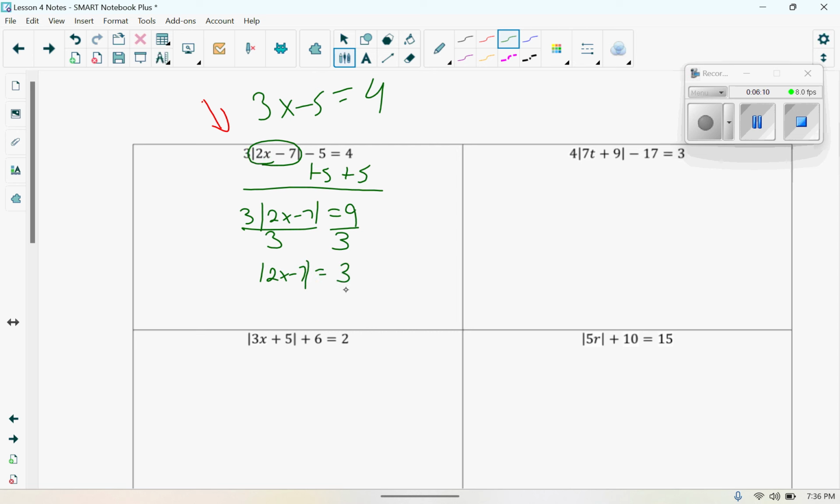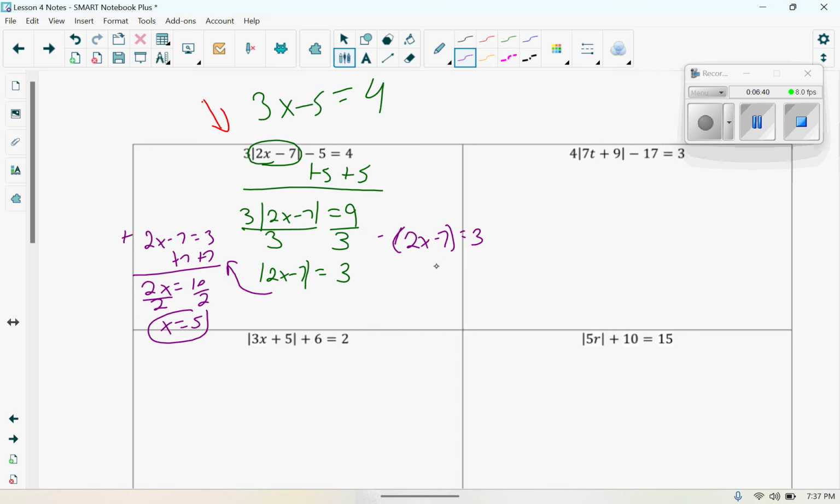It is at this time that you're going to split it up into 2 pieces. I'm going to come over here and do the positive over here, so I'm going to have 2x minus 7 is equal to 3. And then the negative version, I'm going to have negative 2x minus 7 is equal to 3. Let's say I'm going to add 7 to both sides and divide by 2. So x is equal to 5.